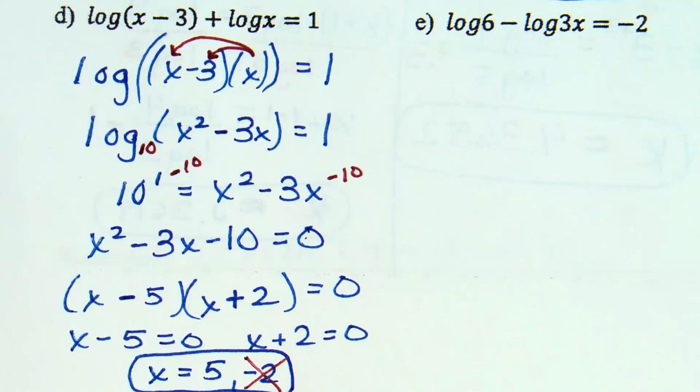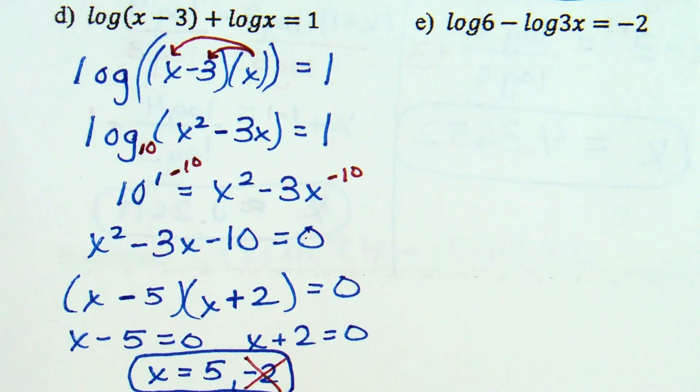Now, what about the 5? That might work. 5 minus 3 is 2, so it works. It's not that you have to specifically do a real in-depth check, but if you get a negative solution, or something that will make a log negative, you have a problem. So just beware.